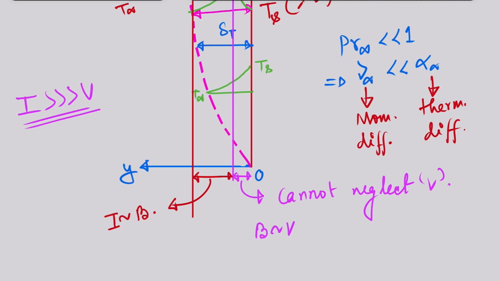Right, like if my nu is much less than alpha, that means my momentum diffusivity is much less than alpha, then what can happen? To answer that, you need to know what exactly this momentum diffusivity does.